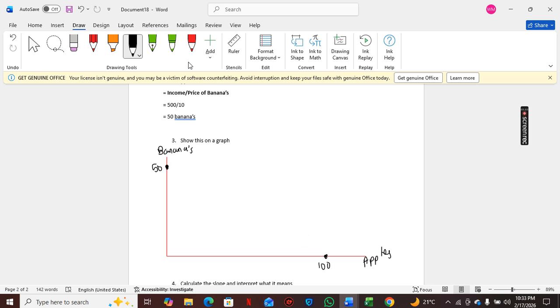Okay. Then the graph is like this. You just connect the 2 points like this. Okay. This line is showing the combination of apples and bananas you can buy while maintaining the income of 500 kwacha. Any questions?